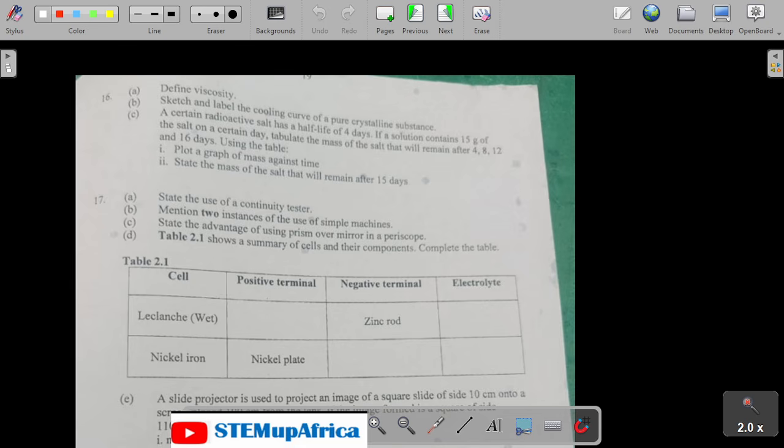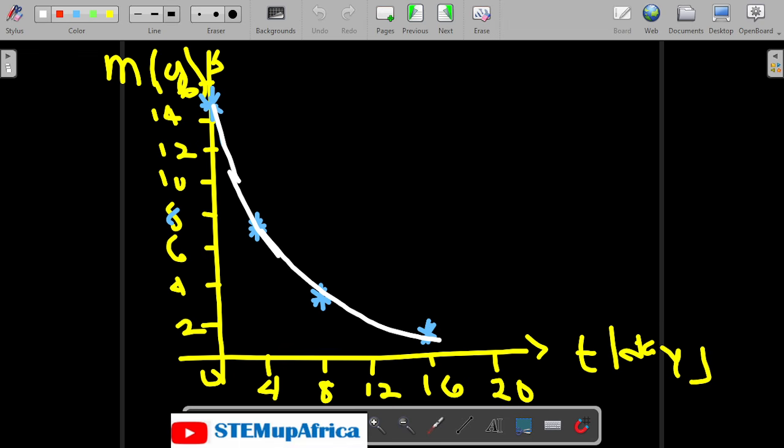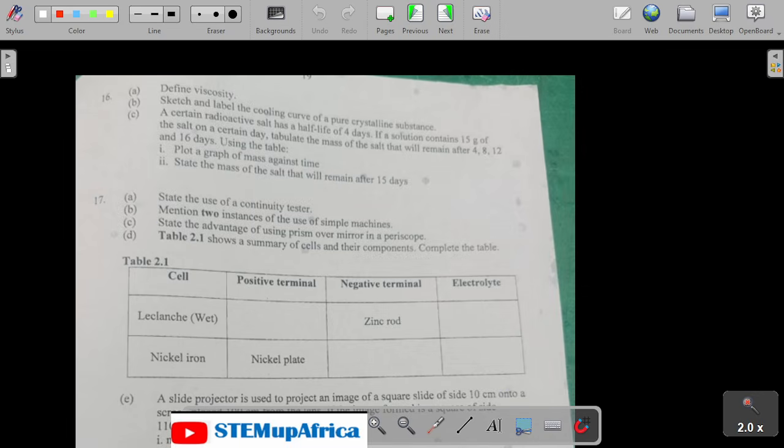Now let's see. State the mass of the salt that will remain after 15 days. After 15 days, what are we going to have? 15 days should fall somewhere here, close to 16. Increase it to here. Whatever you have here, you should be able to figure that out tomorrow. That's the mass of the salt. With that, we have taken care of question 16.